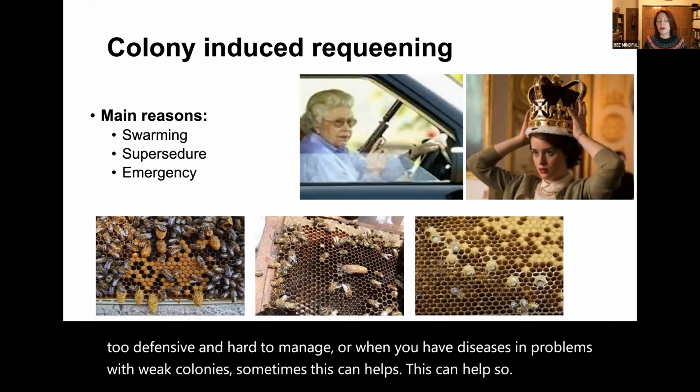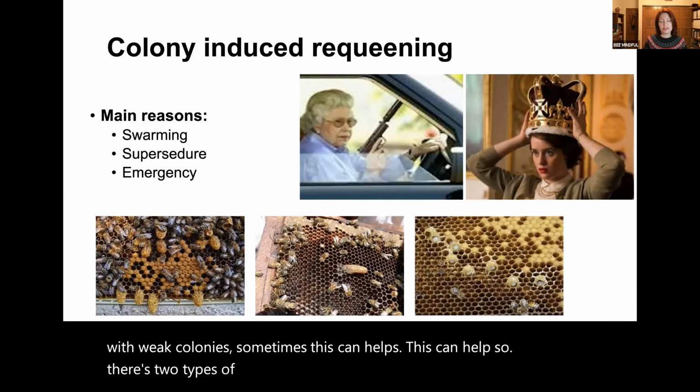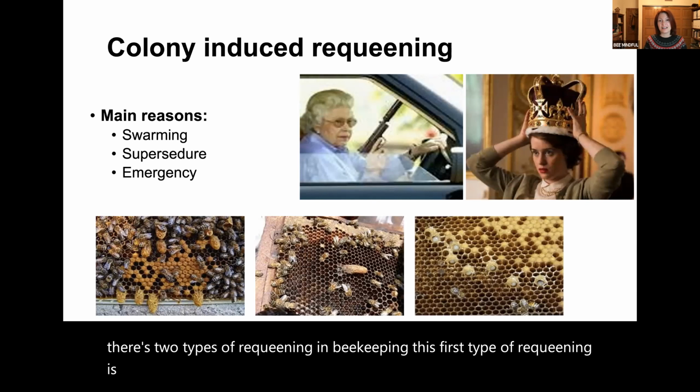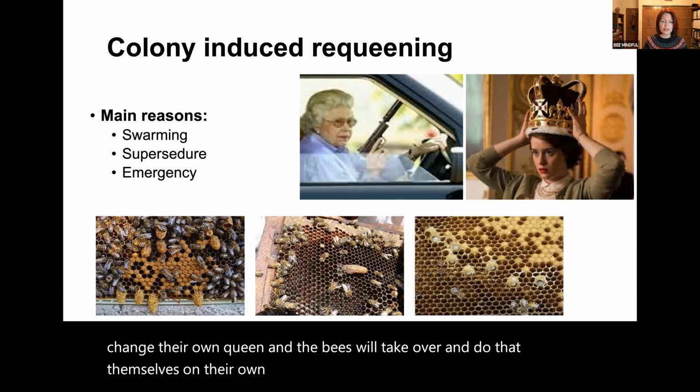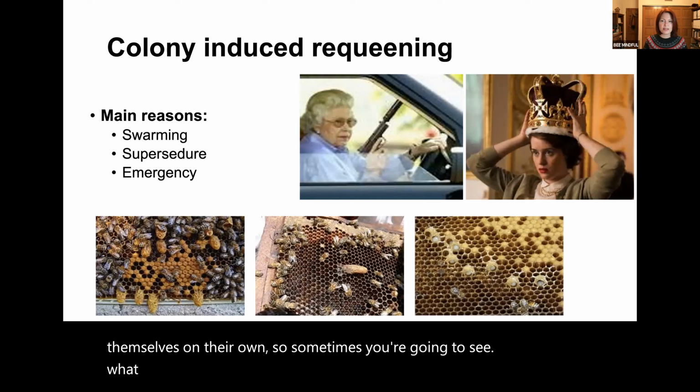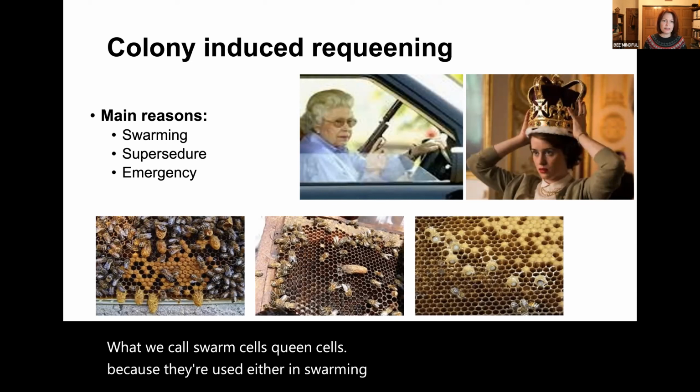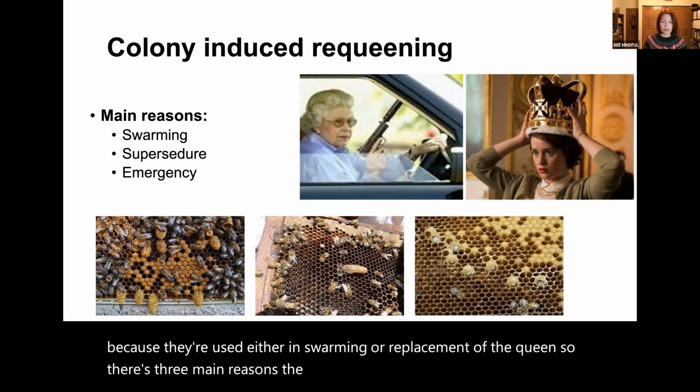So there's two types of requeening in beekeeping. The first type of requeening is when the colony decides that they want to change their own queen, and the bees will take over and do that themselves on their own. So sometimes you're going to see what we call swarm cells, queen cells, because they're used either in swarming or replacement of the queen. So there's three main reasons the bees might want to requeen themselves.